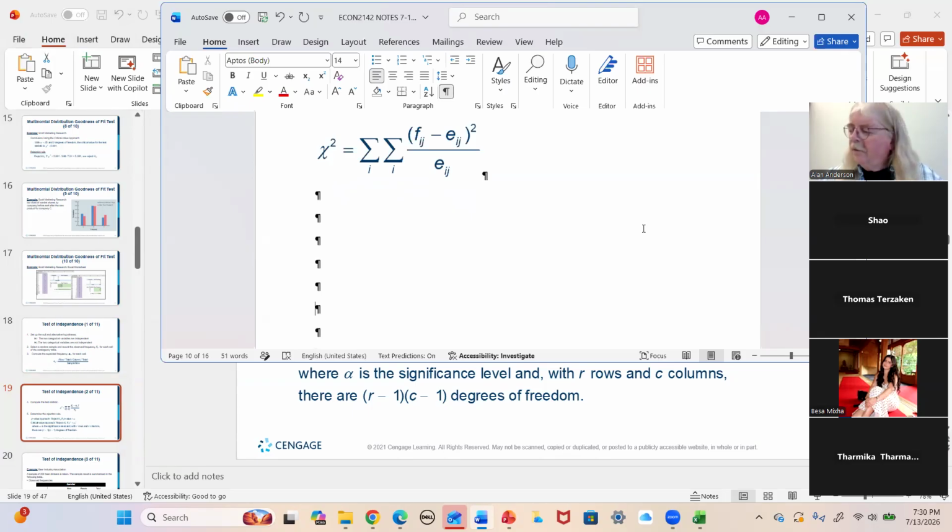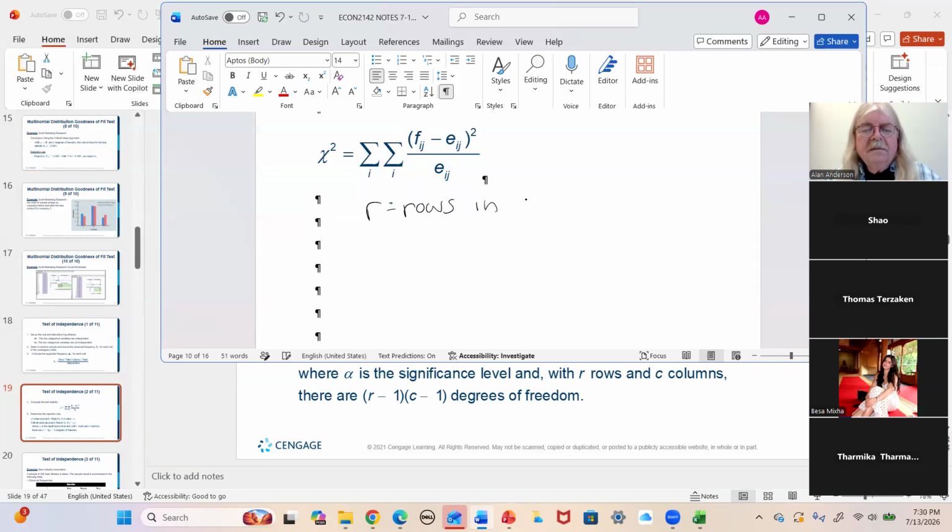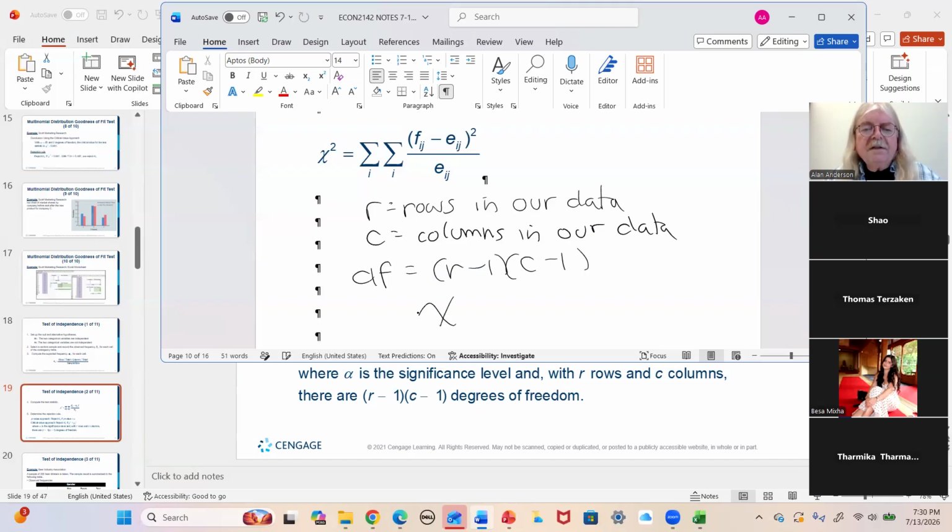The one other difference, again, we're assuming that we're setting up our data in rows and columns. So R is the number of rows in our data. C is the number of columns, not including the headers, of course. So the degrees of freedom is R minus 1 times C minus 1. So the test statistic will be written like this.